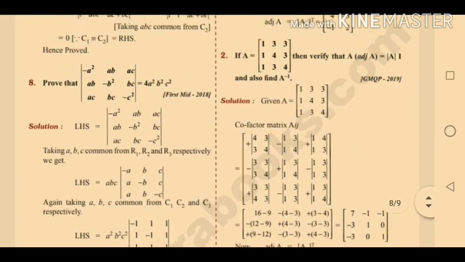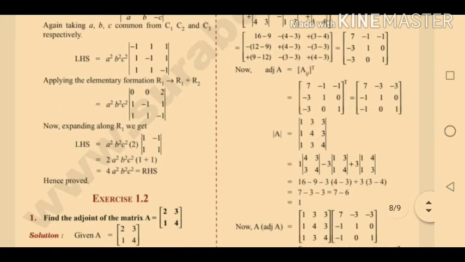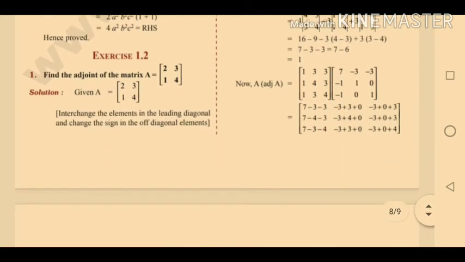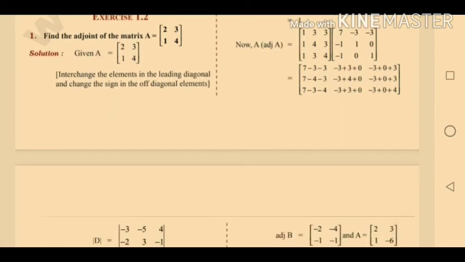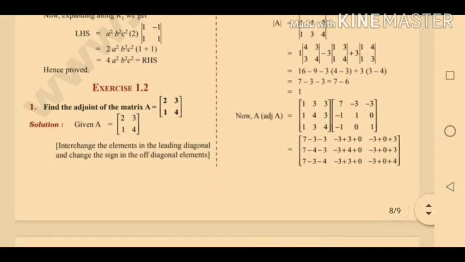Okay, then see the question. It is given, verify that A into adjoint of A. So multiply these first. A into adjoint of A: A is [1 3 3; 1 4 3; 1 3 4]. Adjoint of A is [7 -3 -3; -1 1 0; -1 0 1]. Multiply this. How do you multiply it? First row into first column, second row into second column, third row into third column. This is the way you multiply 3 by 3 matrices.